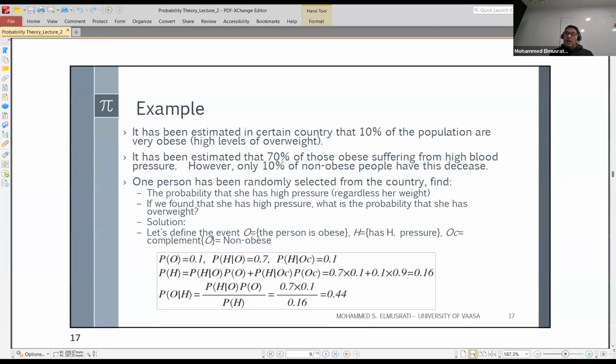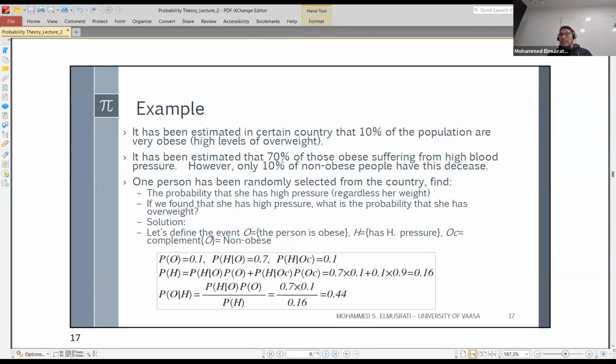These recommendations are based on statistical analysis. They take, for example, 1,000 people, they divide them randomly into two parts, and then they study those who have high pressure, or those who have heart problems or heart diseases, and then they look at their food. Do they eat a lot of fat, for example?